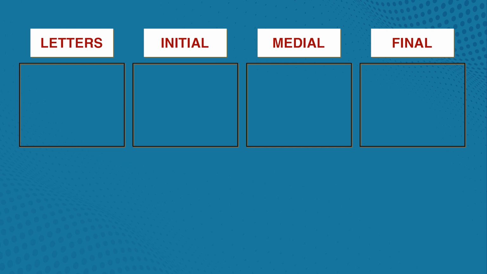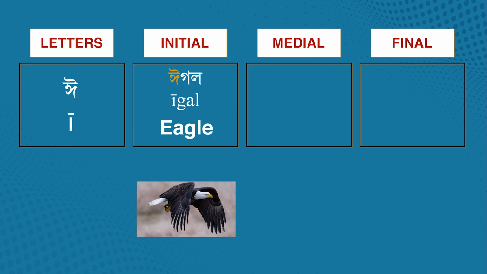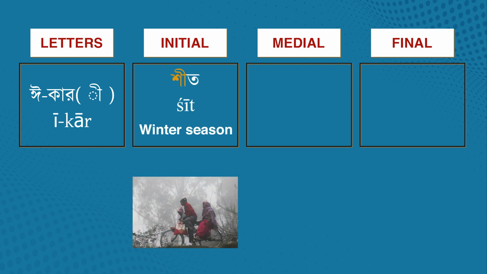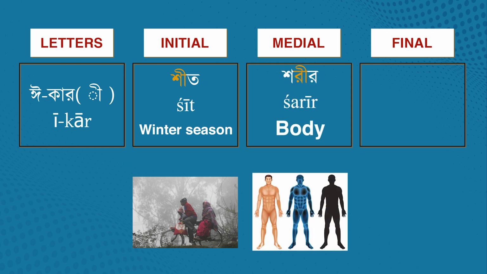Finally, we have Dirghoi. In initial position, we have Igol, which means eagle. Also, Dirghoi can occur in its original form in medial and final position. The next we have here is Dirghoikar. In initial position, Dirghoikar occurs in sheeth, which means winter season. In medial position, it can occur in shorir, which means body. And in final position, it can occur in korobi, which means oleander.